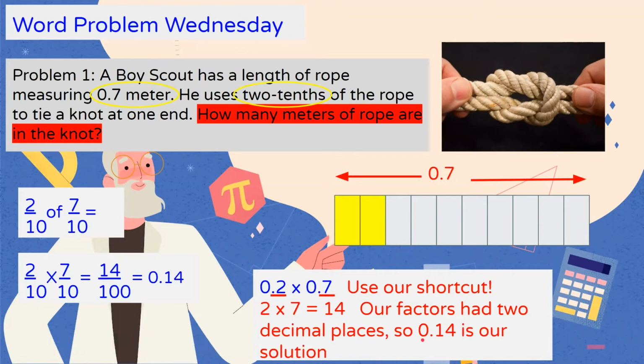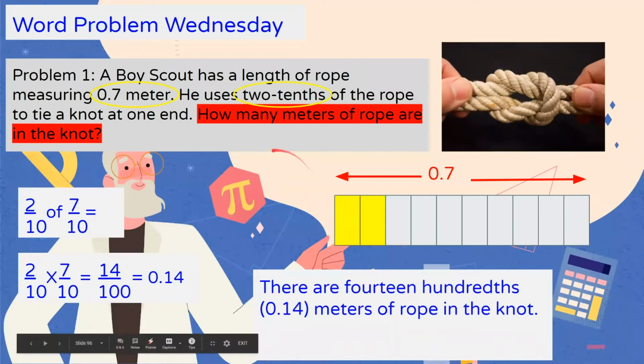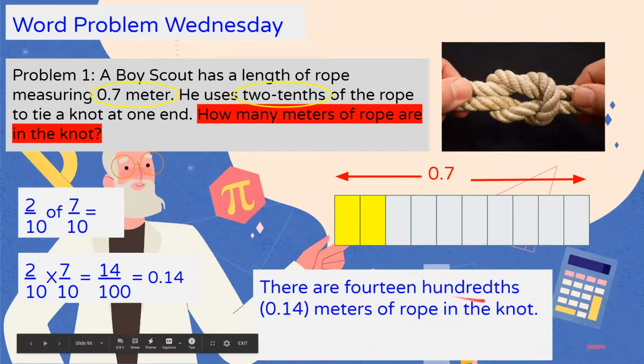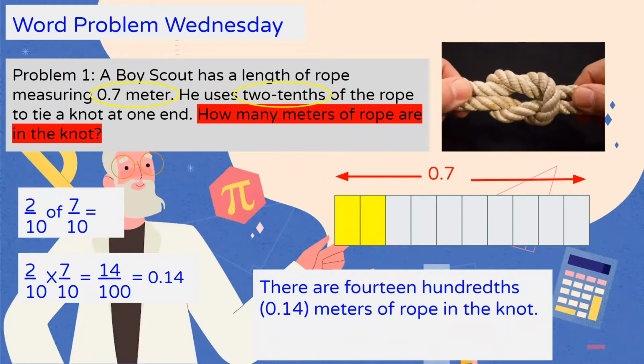And now we still have to write our answer, our solution to a word problem in a sentence. And it's quite simply, there are 14 hundredths, 0.14 meters of rope in the knot. I hope this went fairly simple for you, and we won't get too much more complicated as we go on, but if you need to pause, now's a good time to pause and just make sure that you grasp what we've gone through so far.